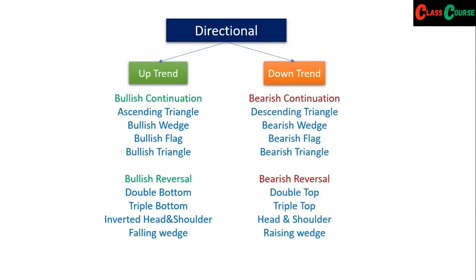For bearish continuation, where the market is already bearish, you can look for an ascending triangle, bearish wedge, bearish flag, or bearish triangle. In bearish reversal, we have double top, triple top, head and shoulder, and rising wedge. These are some of the good chart patterns you can look for in order to trade in directional trading.